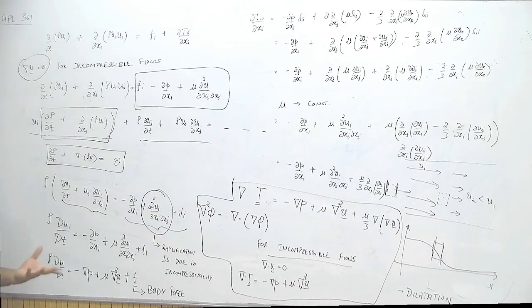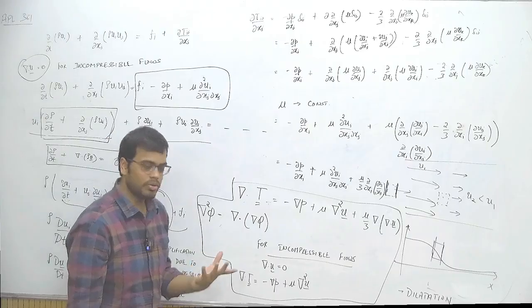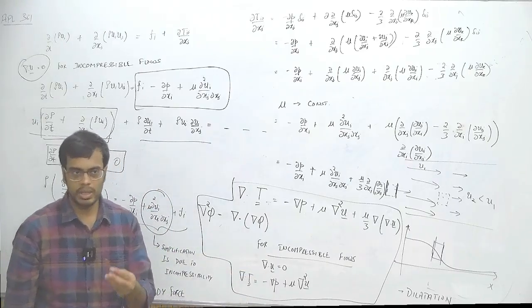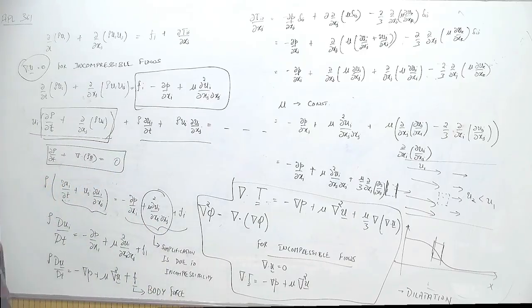For incompressible flow, what we mean for this course is that when del dot u is 0, that is when the density of a fluid element or a fluid particle is not changing.